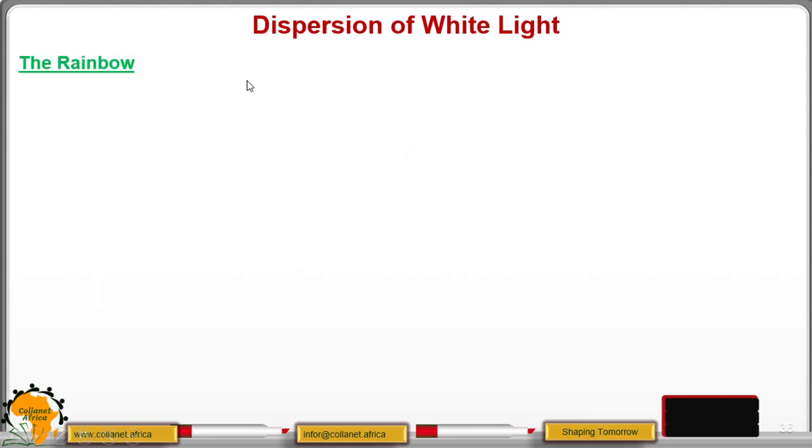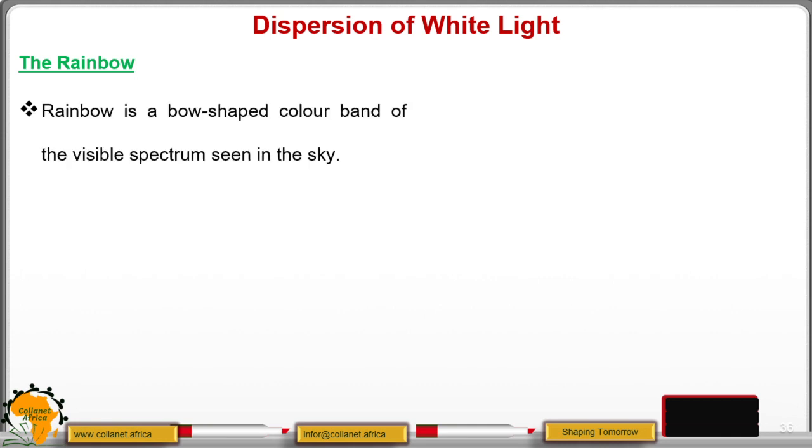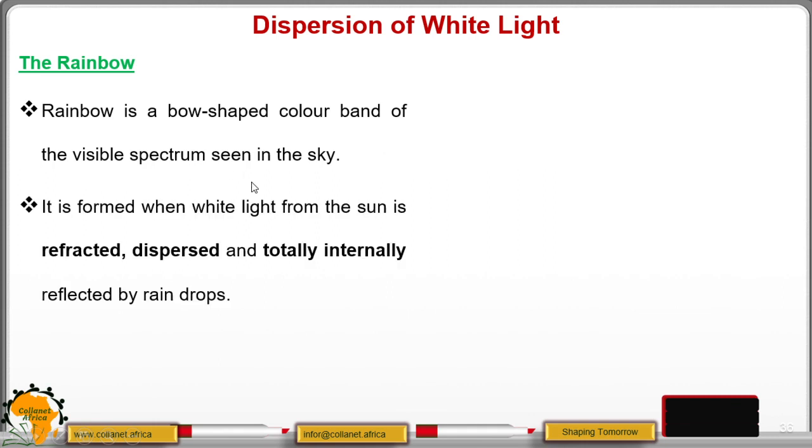Then from there, we have the rainbow. Sometimes we see the rainbow when it is raining, but we need to understand where it comes from. Now again, the formation of a rainbow uses total internal reflection. A rainbow is a bow-shaped color band of the visible spectrum seen in the sky. If you are very careful, you'll find the 7 colors when you see the rainbow.